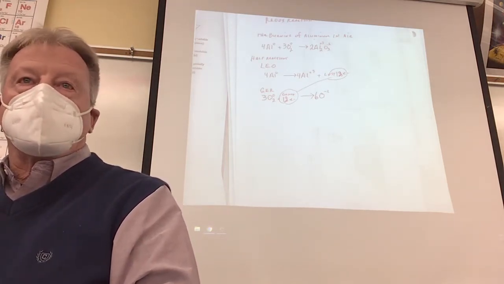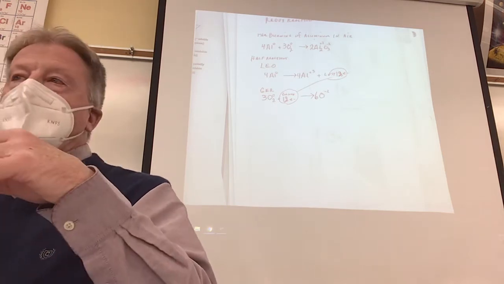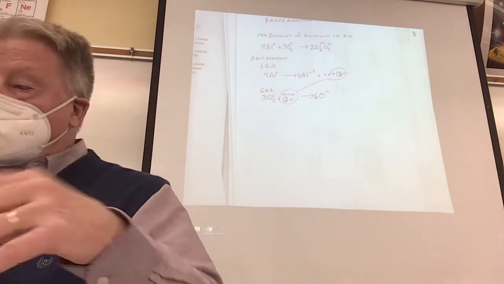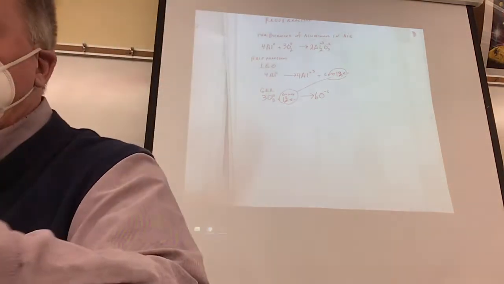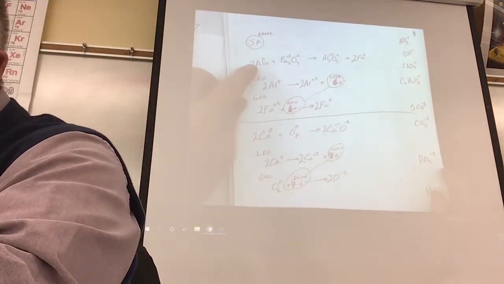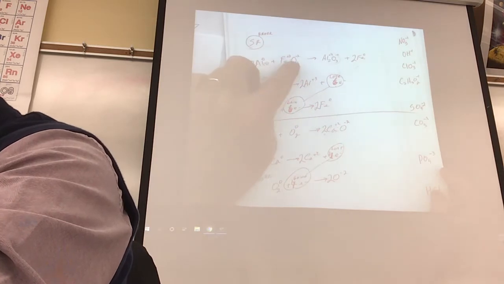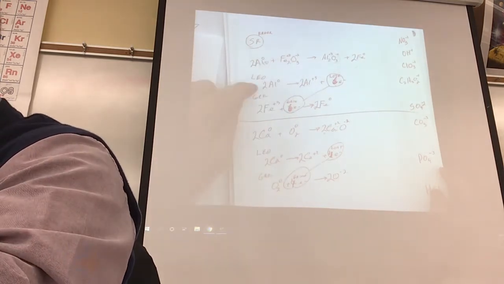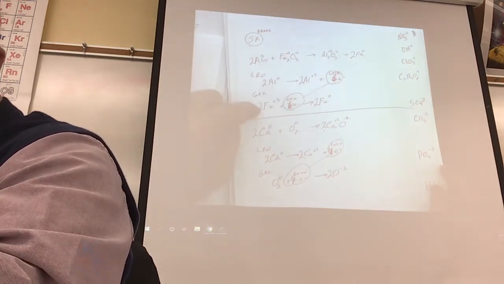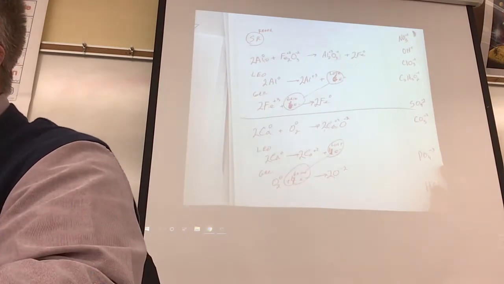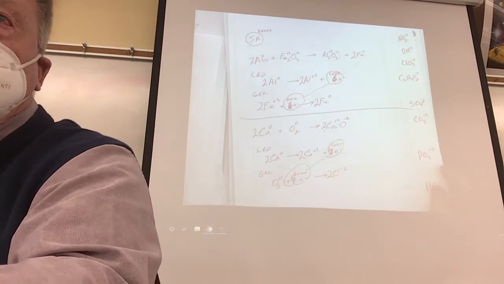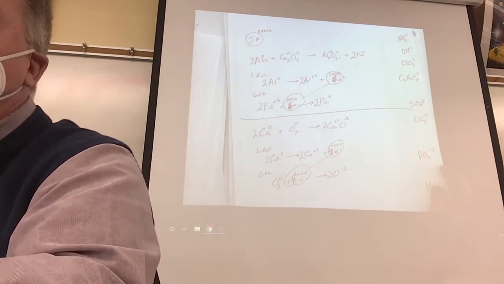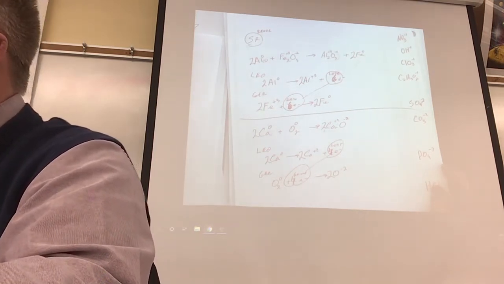So if it asks you to look at a reaction, what if there are 3 elements? I remember yesterday we had one. Yeah, look at this one right here. Here's an element, here's an element, and here's an element. And we found out that aluminum got oxidized and iron got reduced, but what happened to oxygen? Nothing. So it was not involved. In that case, oxygen was not involved in the redox reaction.